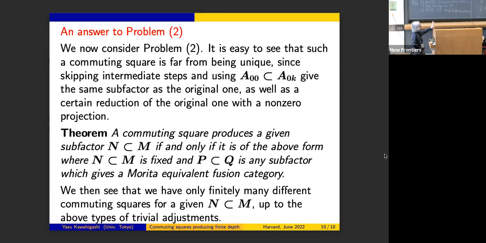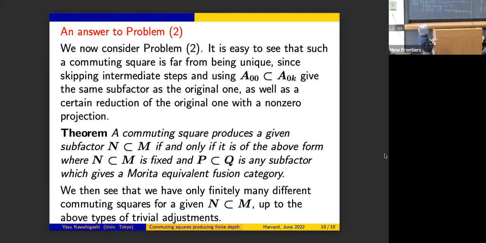that such commuting squares are far from being unique, as I said. We start with A00 in A01, A02, A03, but we skip the intermediate steps and just look at A00 in A0K. Then the basic construction is A02K and A3K, 4K, and so on. This kind of skipping trivially produces the same subfactor, though the commuting squares are slightly different, but they are different. Then this kind of trivial skipping gives the same subfactor.